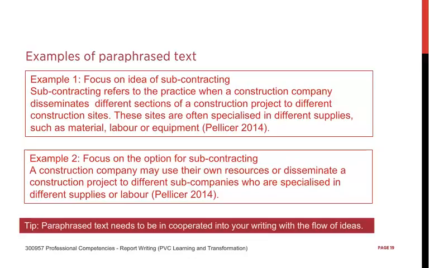The second example of paraphrasing is focused on the option for subcontracting. This is, a construction company may use their own resources or disseminate a construction project to different sub-companies who are specialized in different supplies or labor. And then the in-text reference. Always remember to have the in-text reference to show where you got your information from and to avoid being accused of plagiarism. As a tip, the paraphrase text needs to be incorporated into your writing and have a flow of ideas.